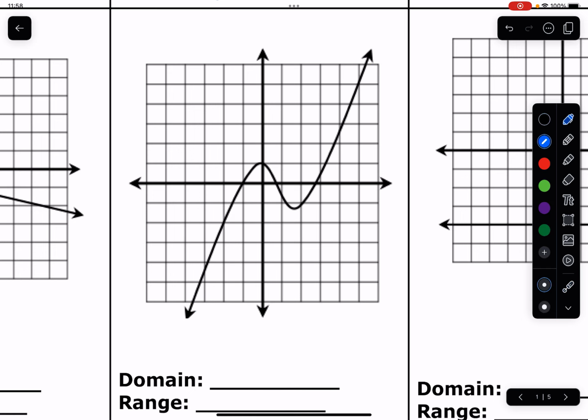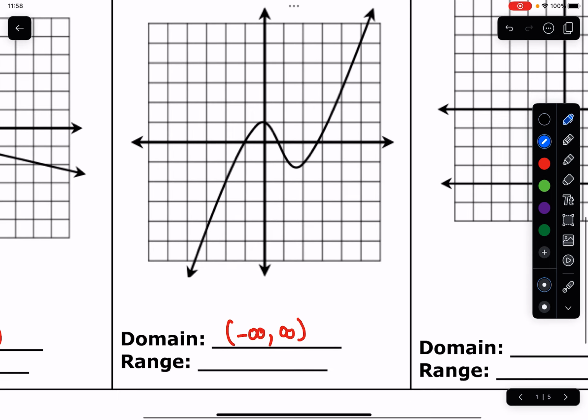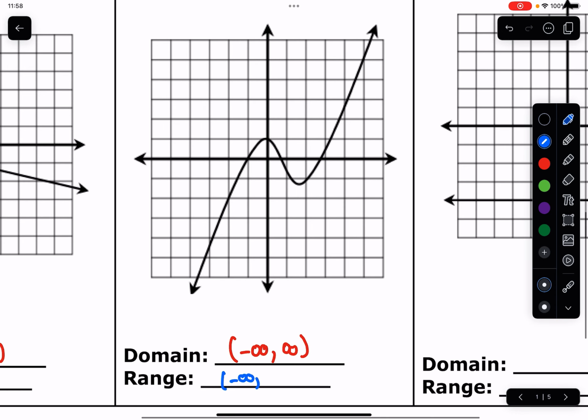So there is no boundary to the left or to the right. So the domain, just like the previous one, is all real numbers. And the same thing is going to be true with the range. There's no lower boundary, so the graph is going to reach all the way to -infinity, and there's no upper boundary up here, so that's going to reach all the way to +infinity. So there is your range.